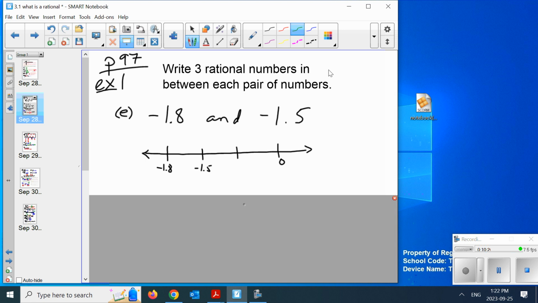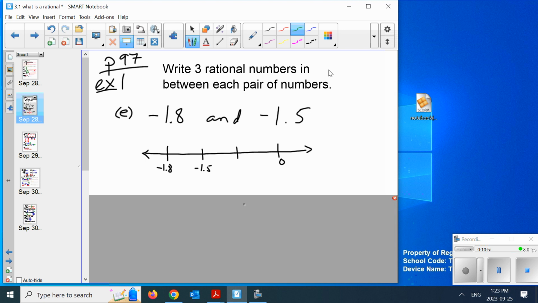Write three rational numbers in between each pair of numbers. Now, I put this number line on here because sometimes it helps some people visualize things. You don't have to. I know for pretty much a fact there's some students that would snap, snap, snap, three numbers right away. I'm going to ask some people who maybe don't have it right away, because that's who I'm trying to help the most. I'm trying to help you all.